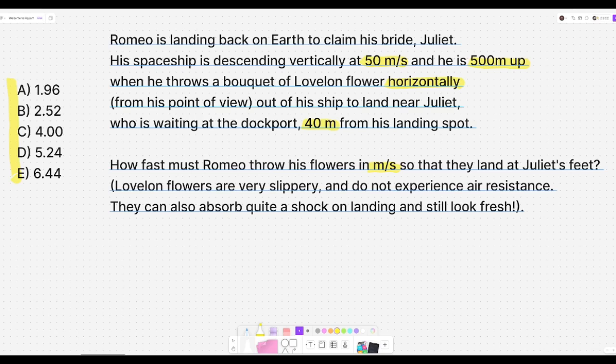The love-in flowers are very slippery and do not experience air resistance. Okay, that's actually important as well. They can also absorb quite a shock on landing and still look fresh. Well, okay, Juliet cares, but it doesn't affect our question.